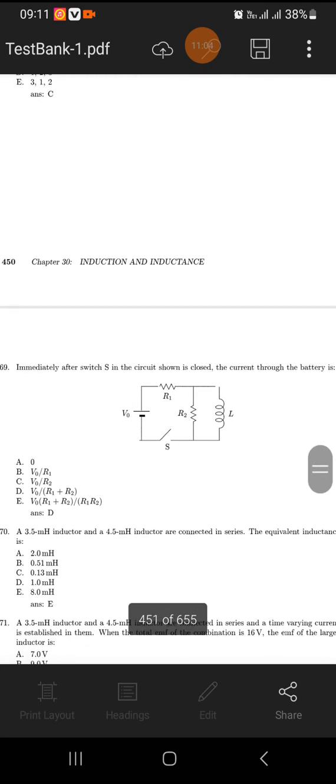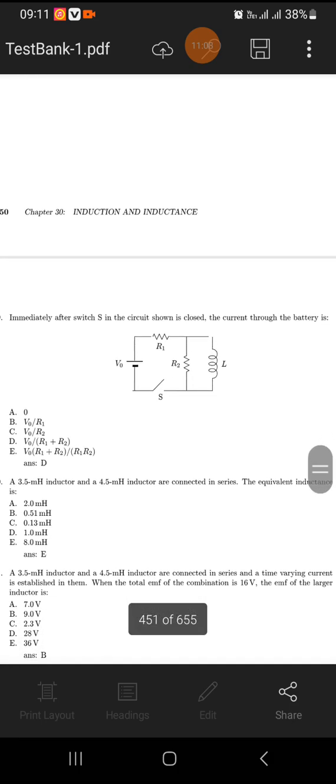Number 69. Immediately after switch S in the circuit is closed, the current through the battery is what? It's D. V0 divided by R1 plus R2. It makes sense. V0 divided by R1 plus R2.